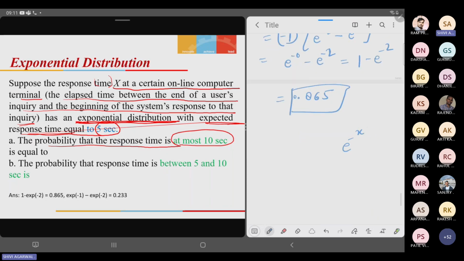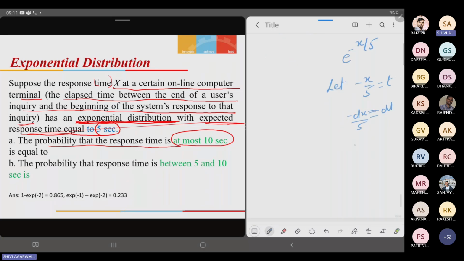E to the power minus x by 5. So let minus x by 5 be equal to t. So what you will say? Minus dx upon 5 is equal to dt. So you can say here dx is equal to minus 5 into dt, right? So it will become here e to the power t, and with minus 5 into dt. So that's why minus 5 is coming outside, integration e to the power t dt.